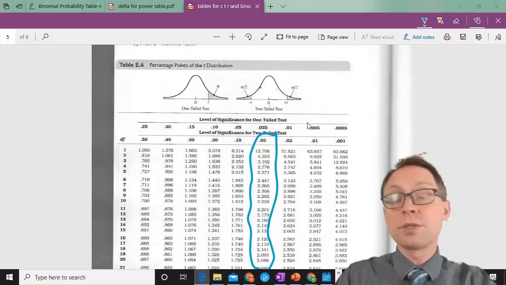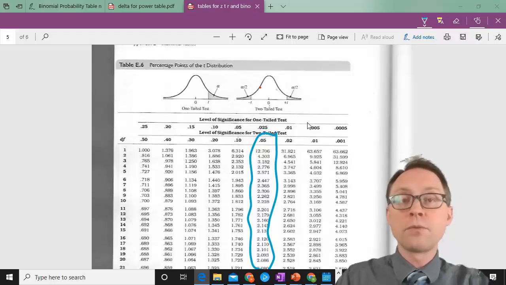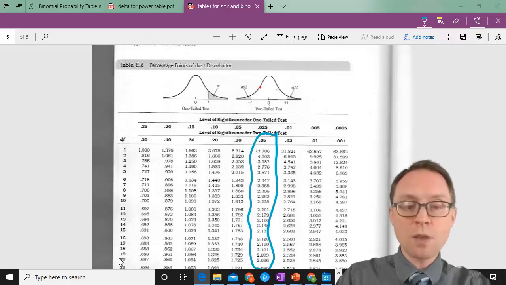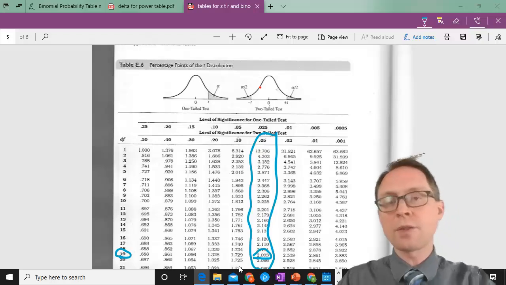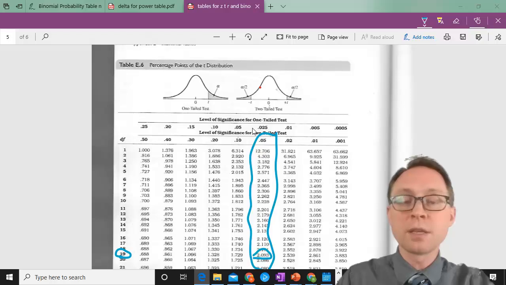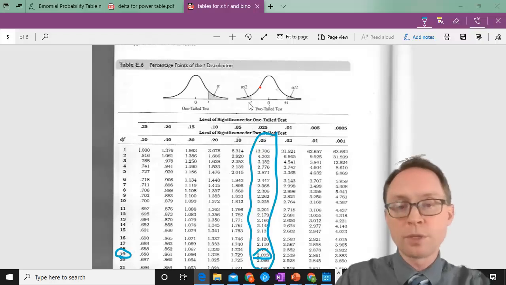We just told you that degrees of freedom for the single sample t-test is n minus 1. N was 20, so therefore our degrees of freedom are 19. That means that the critical value of t is 2.093. Now, since it's a two-tailed test, we also have negative 2.093. So that means negative 2.093 is right there.